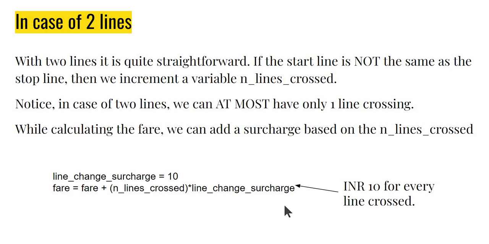It's reasonably simple to do because if the start line is not the same as the stop line, then there's a variable n lines crossed, and I just increment that variable. So I set it to 0 to start with. If I end up in that situation, then I just increment it. Like we just discussed, in case of two lines, there can be at most one line crossing. So with this done, when calculating the fare, I can just add the surcharge based on the n lines crossed.